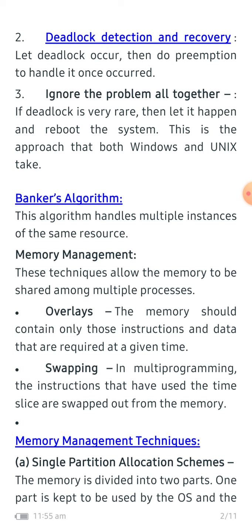Next, we will discuss the Banker's algorithm. This algorithm handles multiple instances of the same resource.